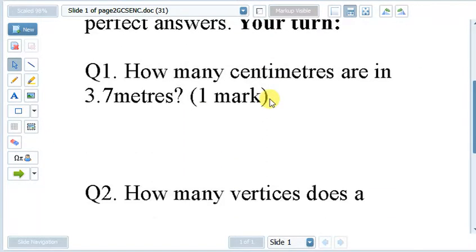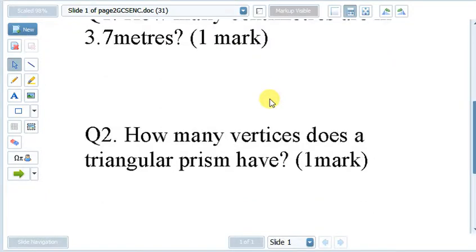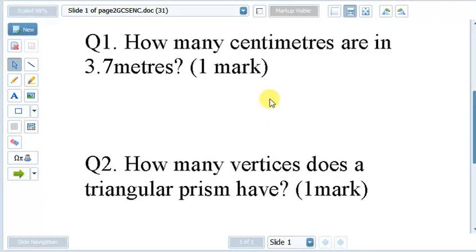Okay, so question 1. How many centimetres are in 3.7 metres? And that is for 1 mark. Now in exams, 1 mark is about 1 minute approximately, just under. So we're going to try and get your exam timing up to scratch before you sit your final exam. Okay, so question 1, how many centimetres are in 3.7 metres?